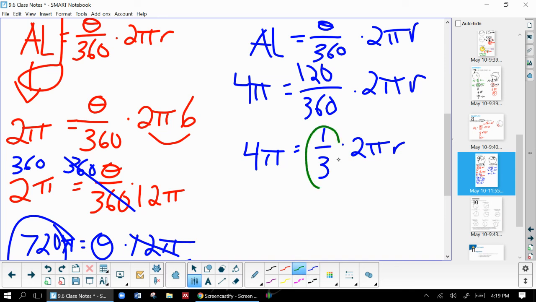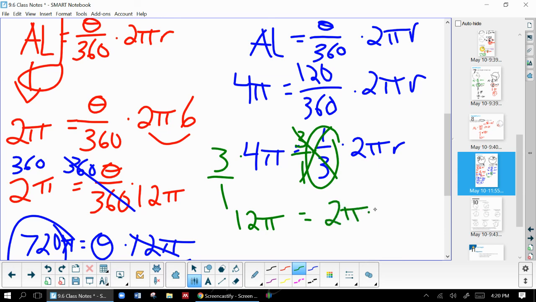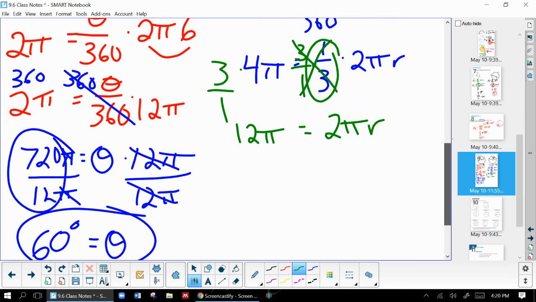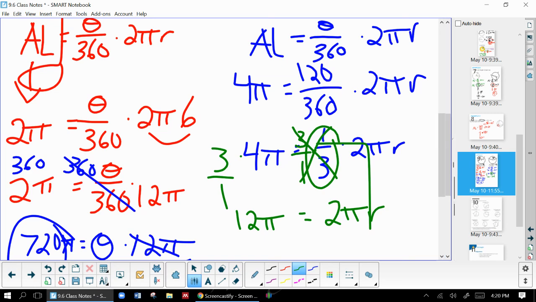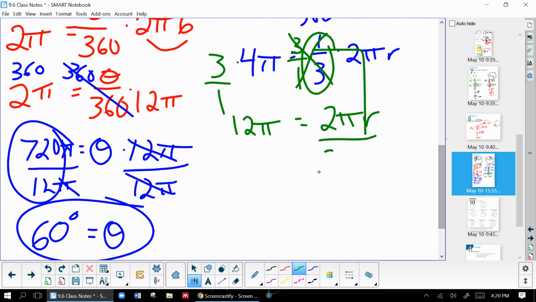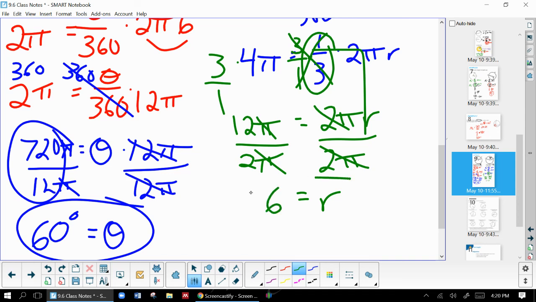So to get rid of this 1/3, what I can do is multiply by 3. If I multiply by the reciprocal, 3 over 1 on both sides, on this side it just cancels out. On this side, 3 times 4 is 12 pi. And I just have 2 pi r on this side now. Finally, I can go back and divide by 2 pi. That'll all cancel out over there, leaving me r. And here the pi's cancel out, and 12 divided by 2 is 6.